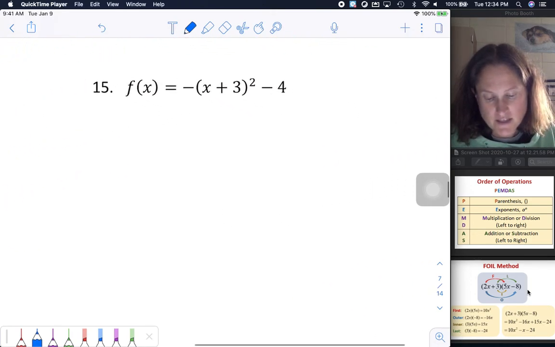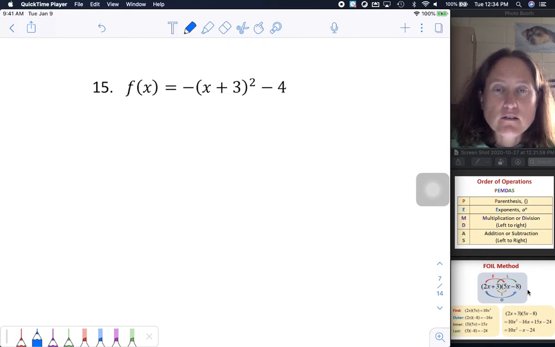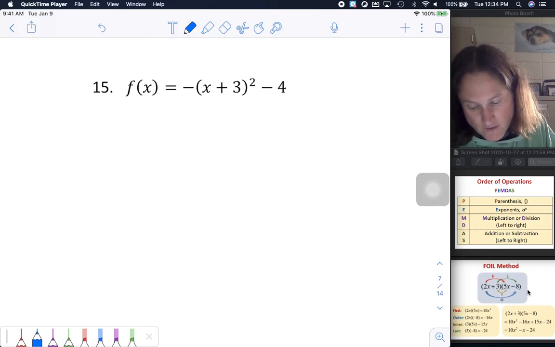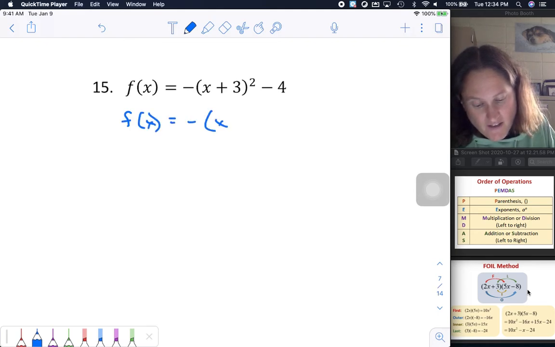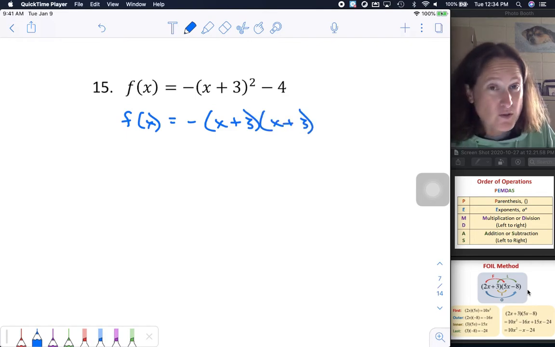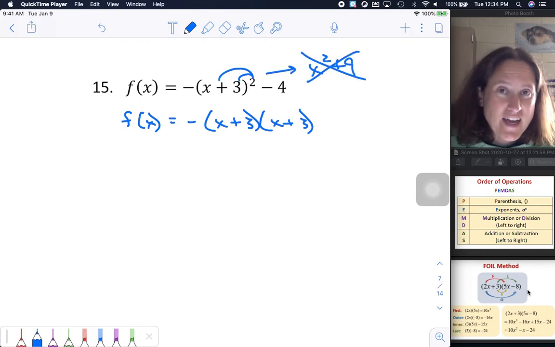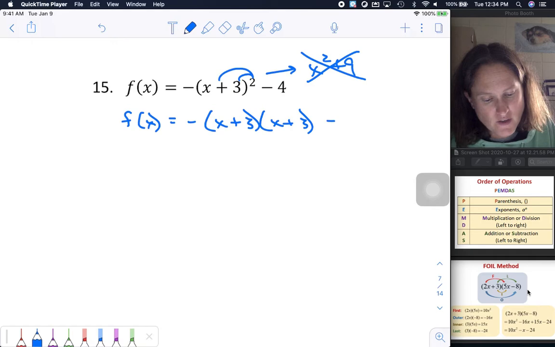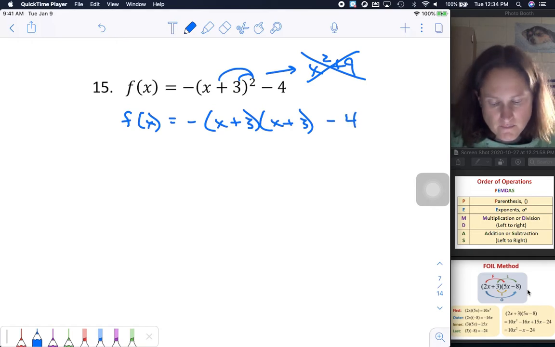Okay, and last but not least, we have 15. We have f of x equals all of that fun stuff. I'm going to go ahead and first of all rewrite this so that I have the exponents gone, because this is a common mistake, you guys, that people just want to take that squared and multiply this in and say this is x squared plus 9. But you cannot do that. So take the extra 2 seconds, write it out so that you have 2 sets of parentheses multiplied together, and now do the exact same thing.